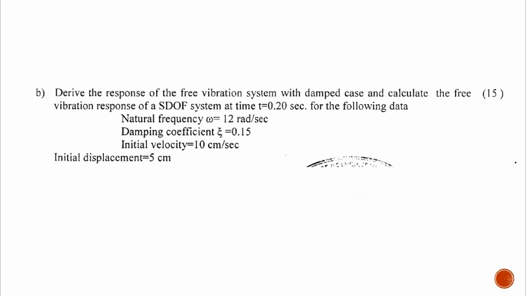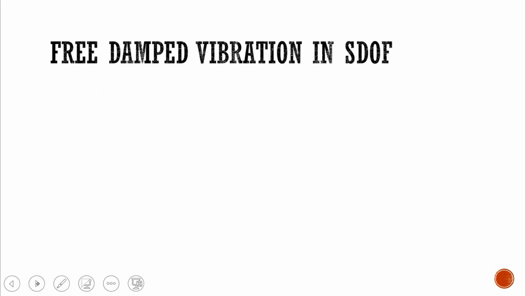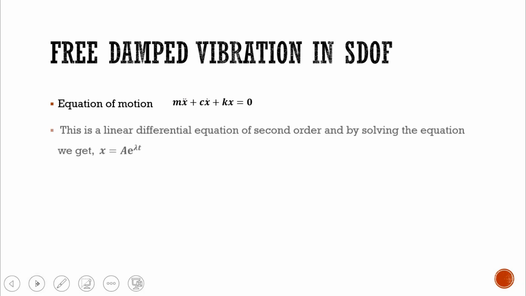The next question is: derive the response of a free vibration system with the damped case, and calculate the free vibration response of a single degree of freedom system at time equal to 0.2 seconds, and the full data is given. In this question, first we have to derive the response of the free vibration system with the damped case. For free damped vibration, we have the equation of motion as m x double dot plus c x dot plus k x is equal to 0.